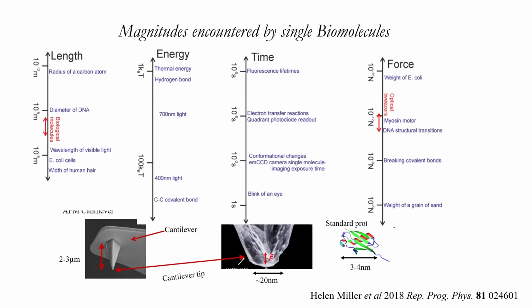Atomic force microscope is commonly used to image very, very small molecules, right? How it works is you have a cantilever, and then there is a tip attached to that. The tip is around 20 nanometers, or you can even go to 10 nanometers, and the size of a protein is 3 to 4 nanometers.